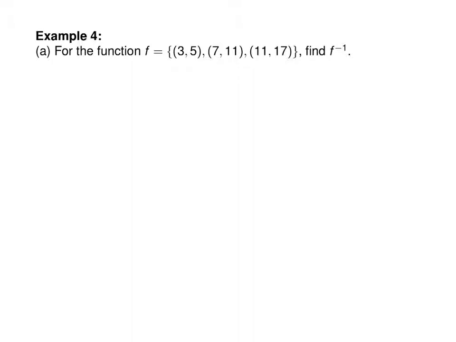Okay, so for this function f, find f inverse. So 3 goes to 5, 7 goes to 11, 11 goes to 17. It definitely is one-to-one, so it has an inverse. So what is the inverse? What do inverses do to points? (5, 3). What's the second point going to be? (11, 7). And what's the third point going to be? (17, 11). So for that function that was just defined for 3 values, that is the inverse.